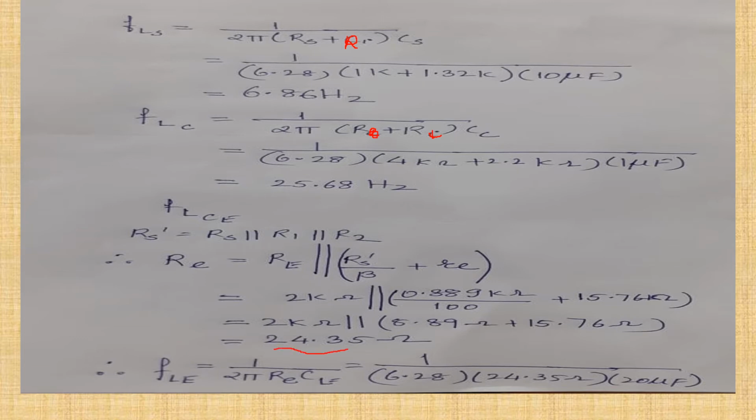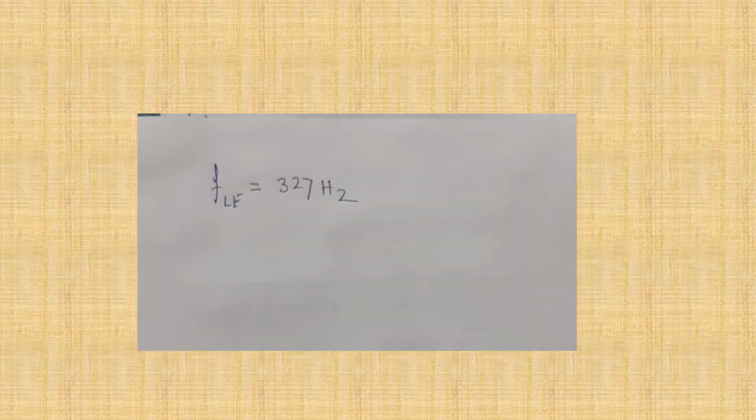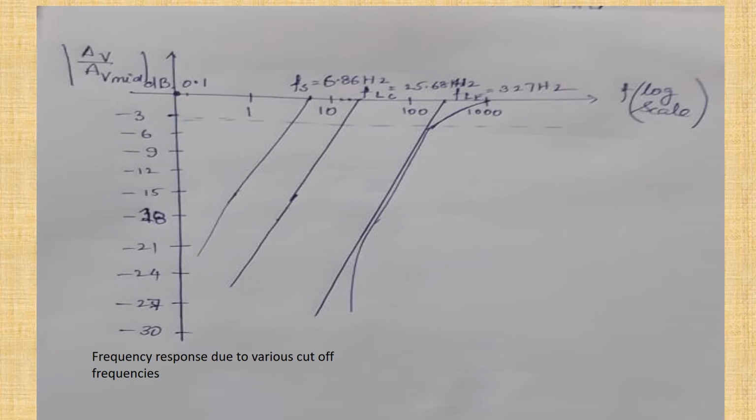24.35 ohms. So use this relation 1 upon twice pi RECE. Substitute the values. Let us see what value we get. FLE. So FLE is 227 kilohertz. Okay. So let us try to plot them here.